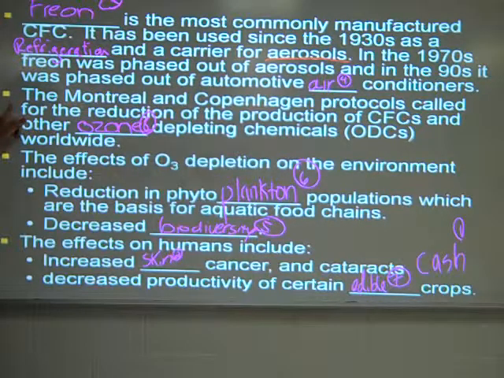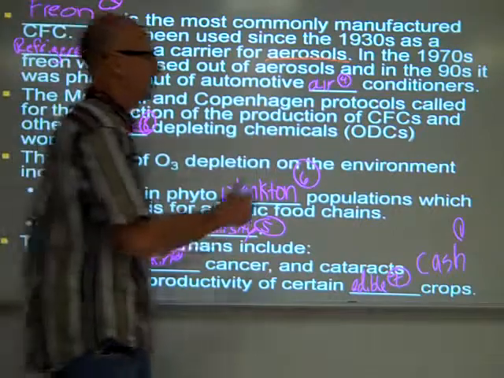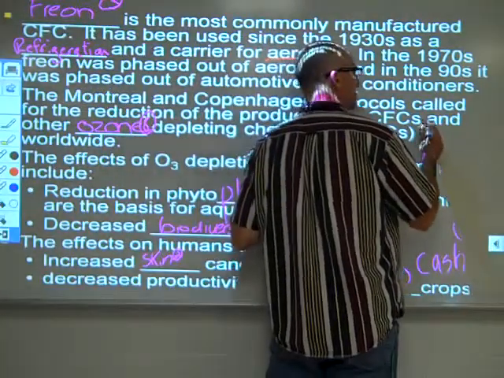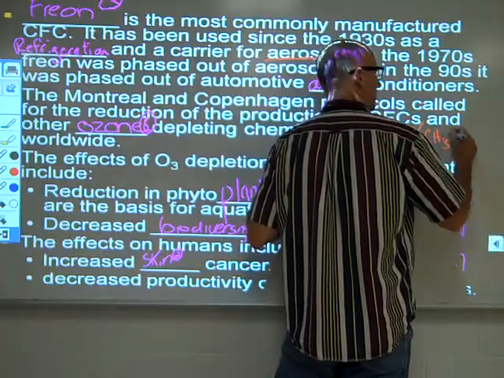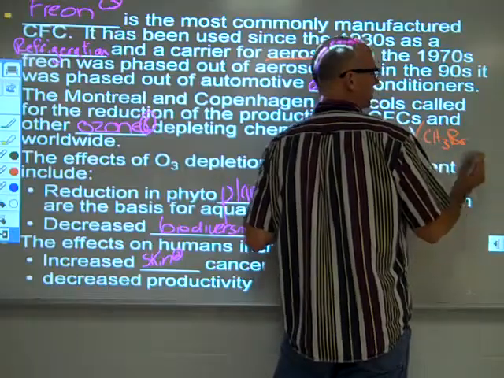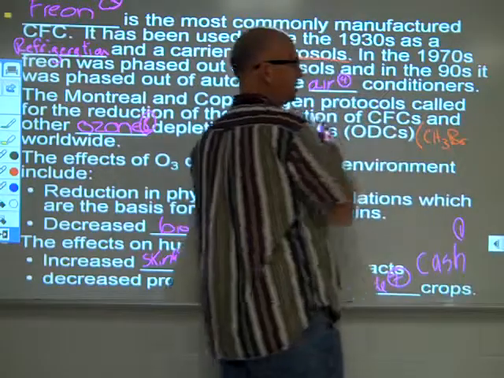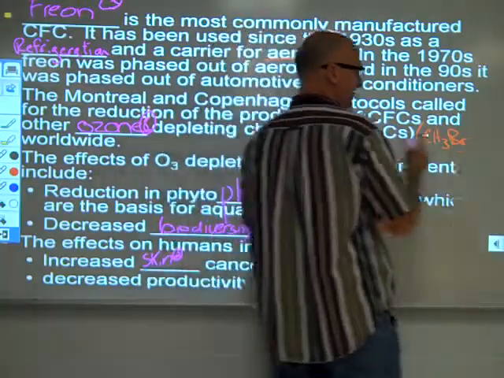So these protocols, they got together and they said, let's stop producing these substances. CFCs were the main ones. I also want to point out there's other ODCs, ozone depleting chemicals, such as methyl bromide, because bromine is very similar to chlorine, and the bromine will do the same thing to ozone molecules in the atmosphere when these get up here.